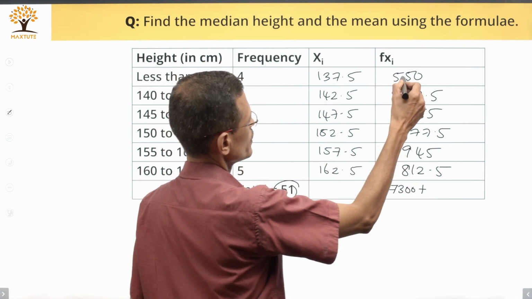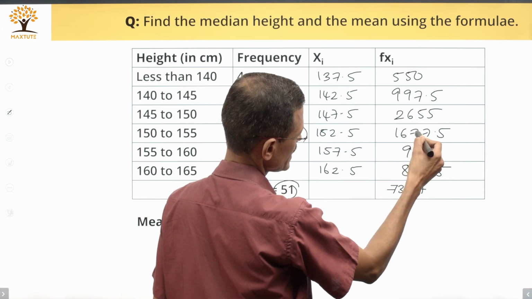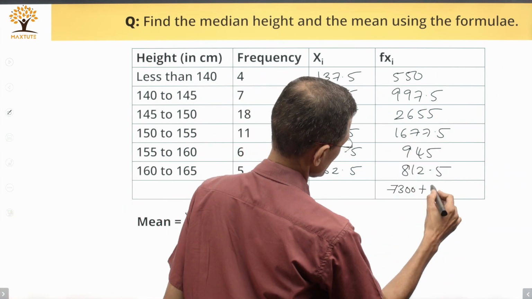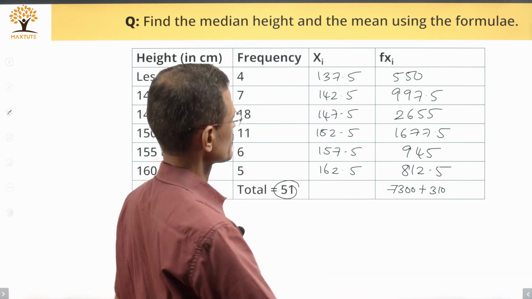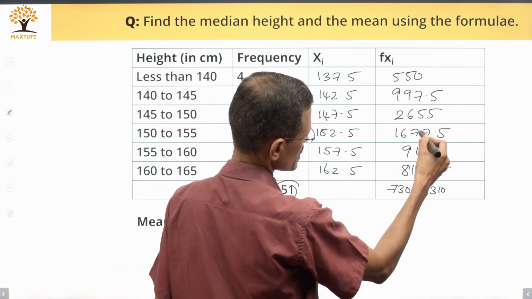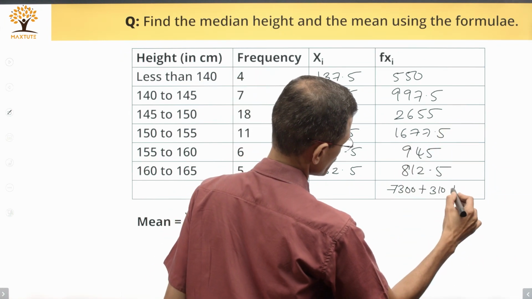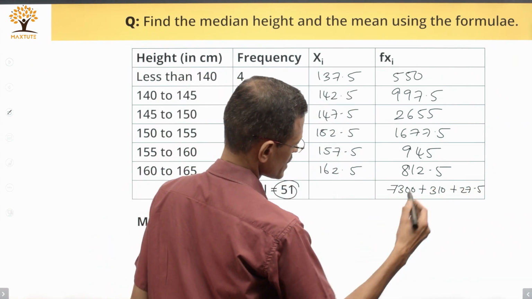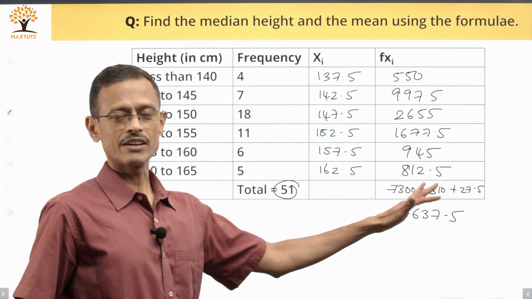Let's add the tens. 50 plus 90, 140 plus 50, 190 plus 70, 260 plus 40, 300 plus 10, 310, right? We have added all of the tens. Now add the units and decimals together. Nothing left here. 7.5 plus 5, 12.5 plus 7.5, 20, 25, 25 plus 2.5 is equal to 27.5. Sum total is equal to 7610, 7637.5. This is sigma fx.